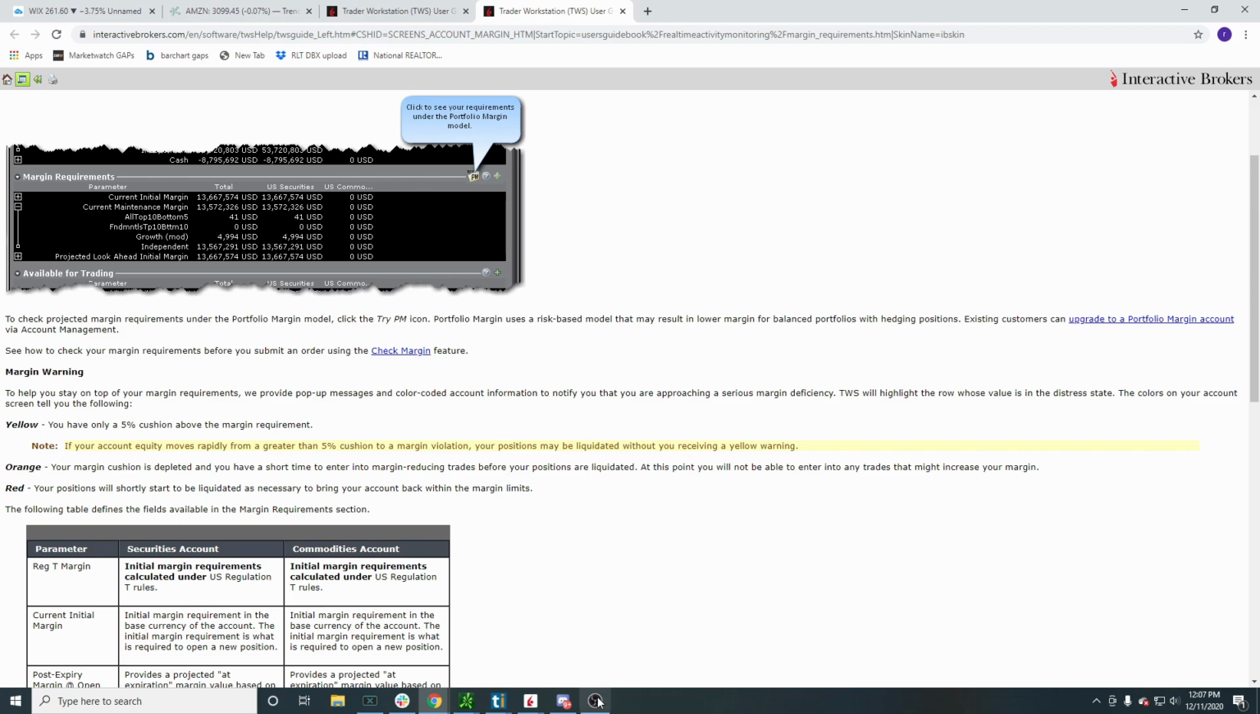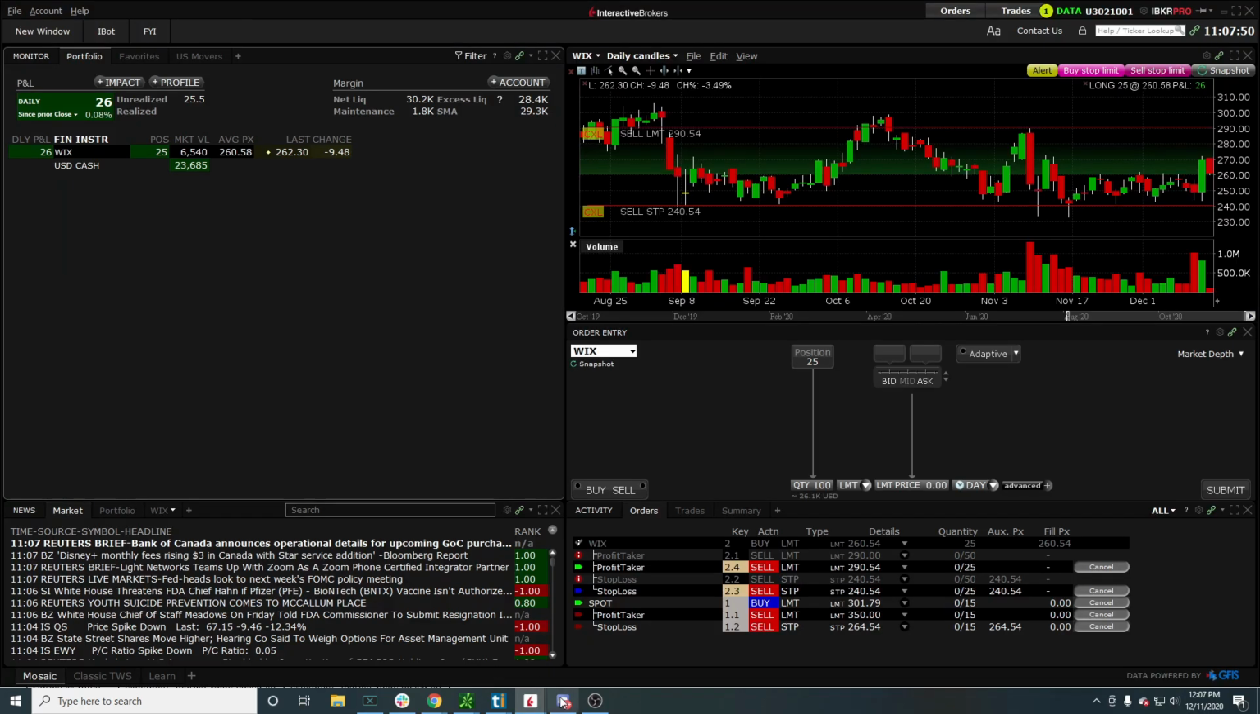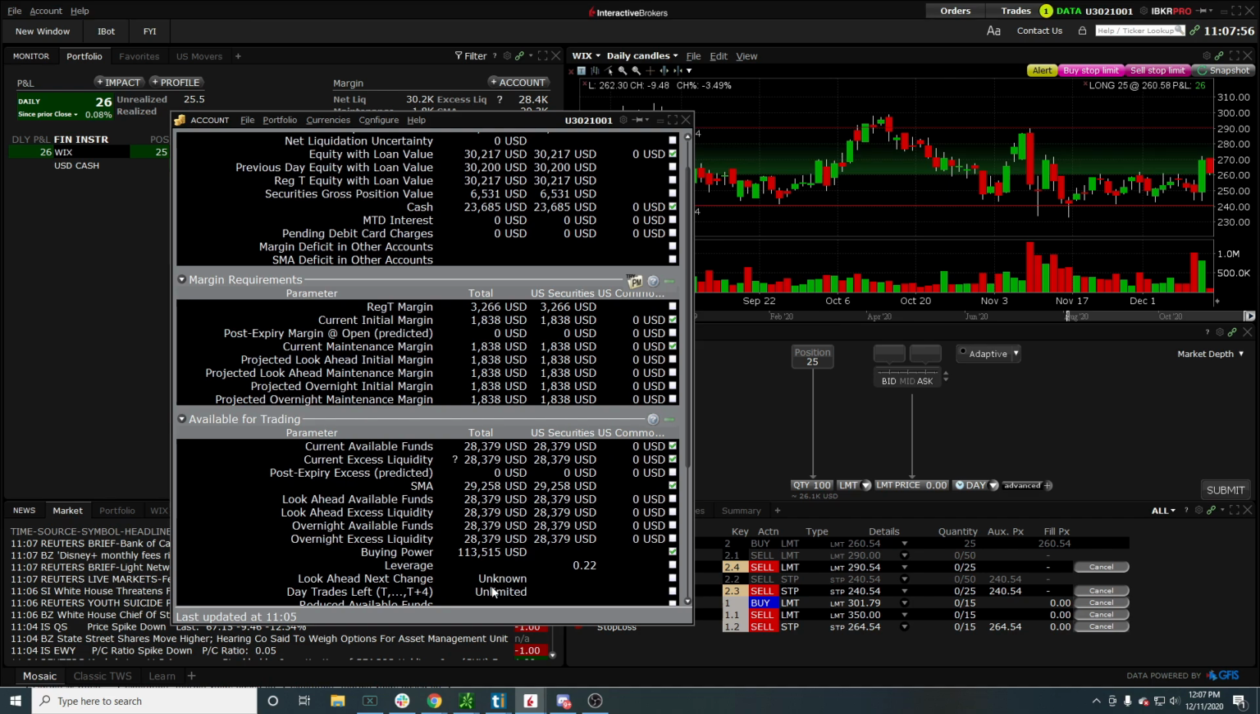So you always want to be very, very cognizant of your margin limits and make sure that your maintenance margin and your Reg T margin are not exceeding your buying power. This is 4-to-1 buying power right here, obviously, because I have over $25,000 and I have an unlimited amount of day trades.